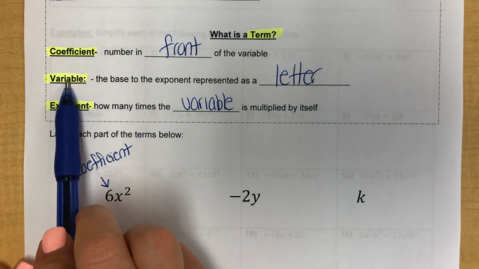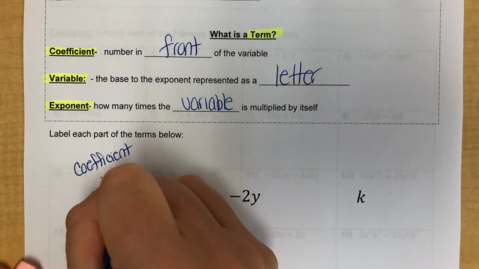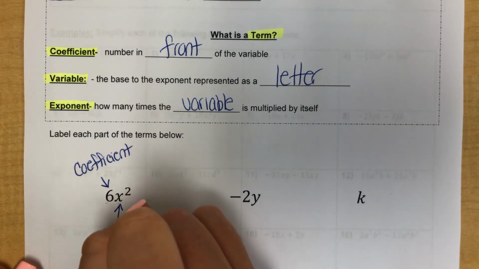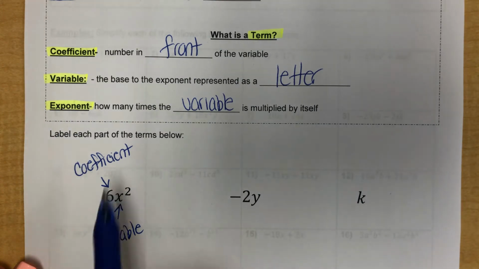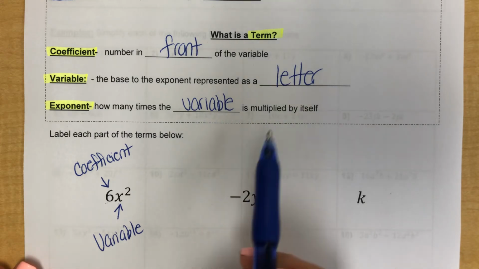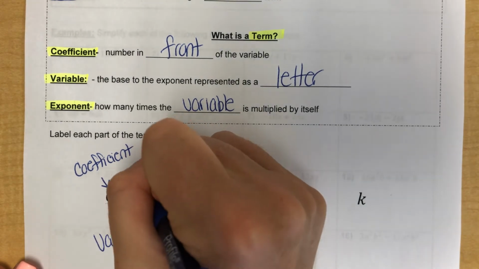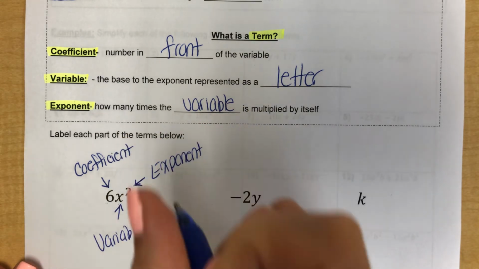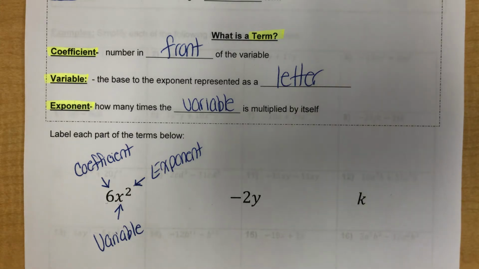Well, what's the variable? I know a variable is just a letter. So I can see that the letter I'm using is x. That means x is my variable. And then the exponent is that little number in the top corner, and it means how many times the variable is being multiplied by itself. I can see that that little number in the top corner is 2. So I know 2 is my exponent. And again, it just means that I have 2 x's, but we'll talk about that in further lessons.